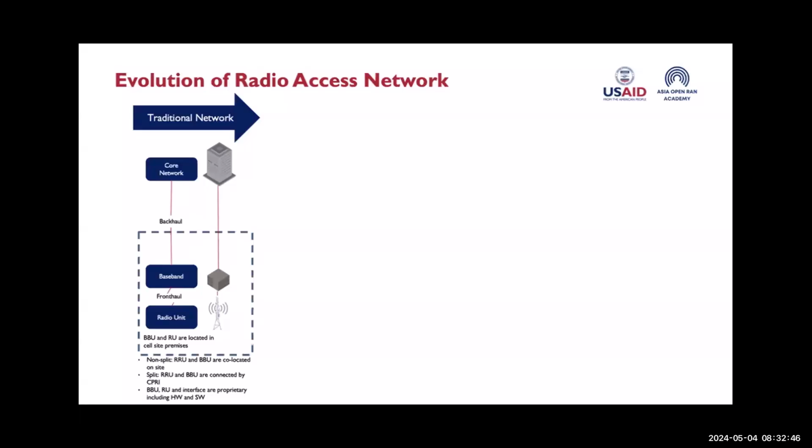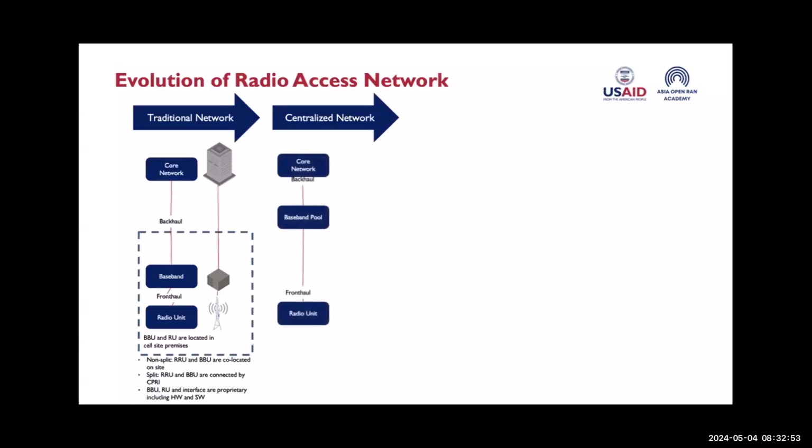Okay. Next, the radio access network moved from the traditional network to the centralized network. So in this case, what happened? This architecture emerged in response to the need for more flexible and cost-effective solutions. So it uses a centralized processing unit to support multiple radio heads. What we did is that we pulled all the baseband into what we call the central office.